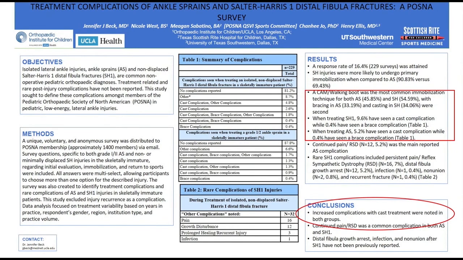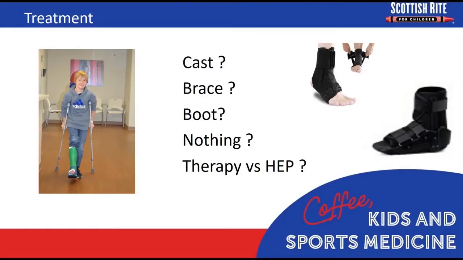A cam boot was most commonly used for immobilization for both ankle sprains and Salter-Harris fractures, with bracing and casting second. When treating Salter-Harris 1 fractures, the cast complication rate was 9.6% versus a boot being 0.4%. So almost a 10-times increase in complications related to casting. And that's all types of cast: regular short leg, long leg, waterproof, non-waterproof. So the conclusion is that increased complications with cast treatment were noted in both groups.